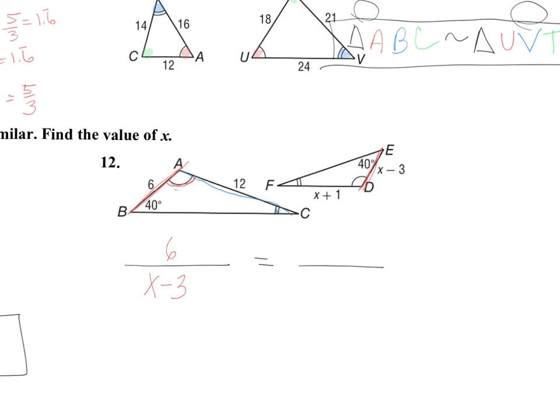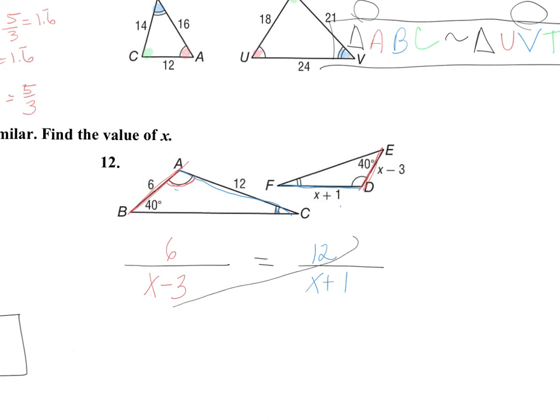Then I'm going to come here and say, well, this is 12 between the 1 and the 2 markings. And I'm going to go over here and say that this is x plus 12, that's the side it should be proportional to. So 12 over x plus 12. And now I'm ready to solve.